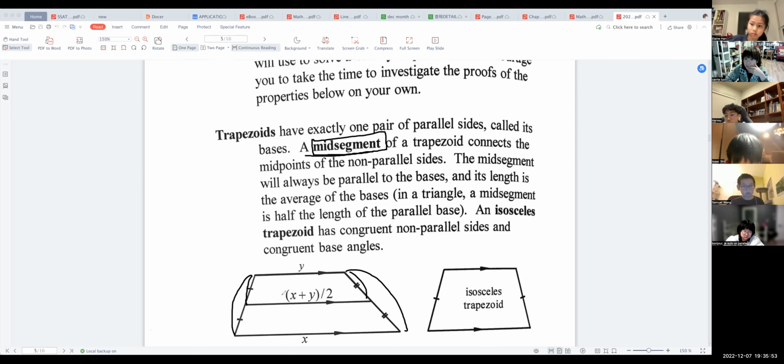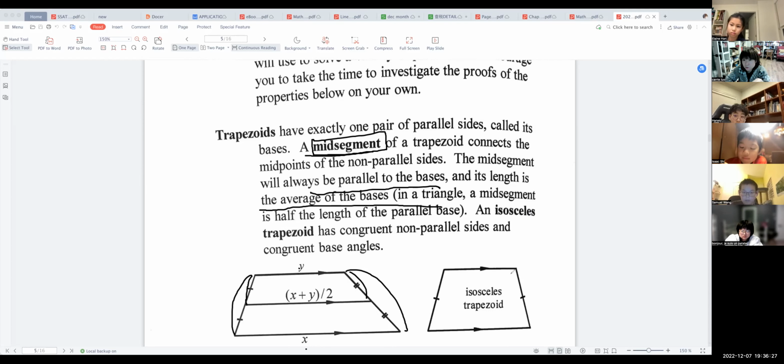Okay? 这个是它的中线, okay? So the mid segment will always be parallel to the bases, and its length is always the average of the bases. Understand? Because that is the relationship of 1 to 2. So that's why y plus x divided by 2 equals the mid segment. Okay? And isosceles trapezoid has congruent non-parallel sides and congruent base angles.